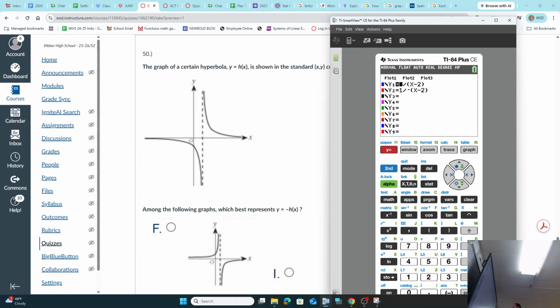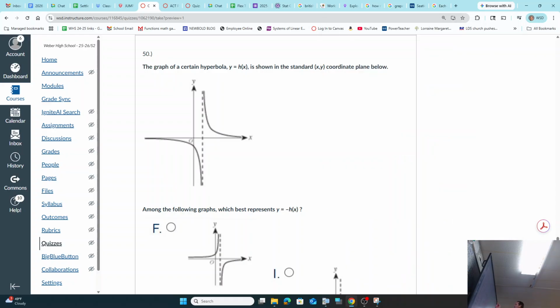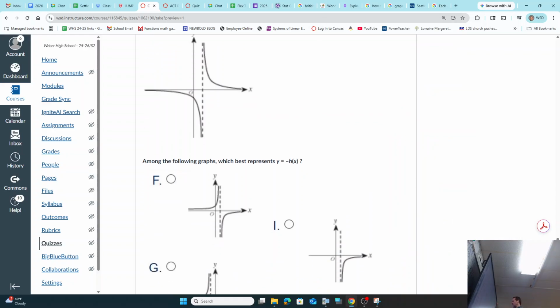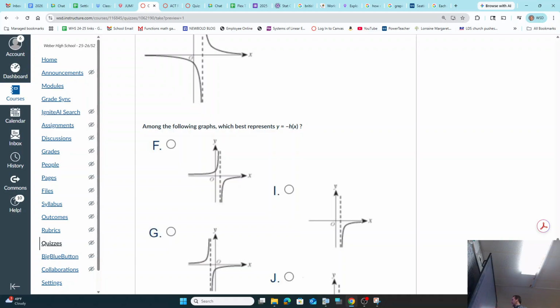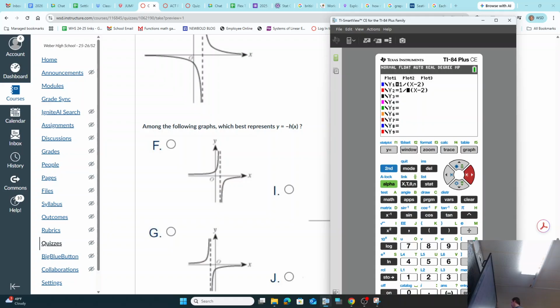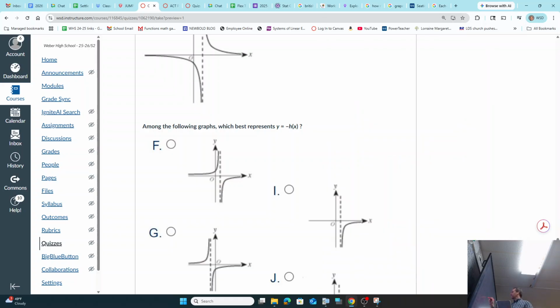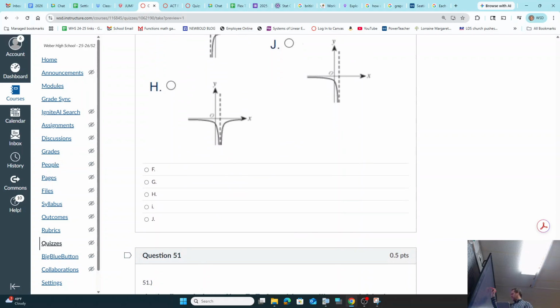And then I went ahead and said, well, what if there's a negative in front, right? So I went ahead and just put a negative in front. And when I did that, boom, it turns out that it's up there, and that's going to be F, I believe. Yeah. So 50 is going to be F.